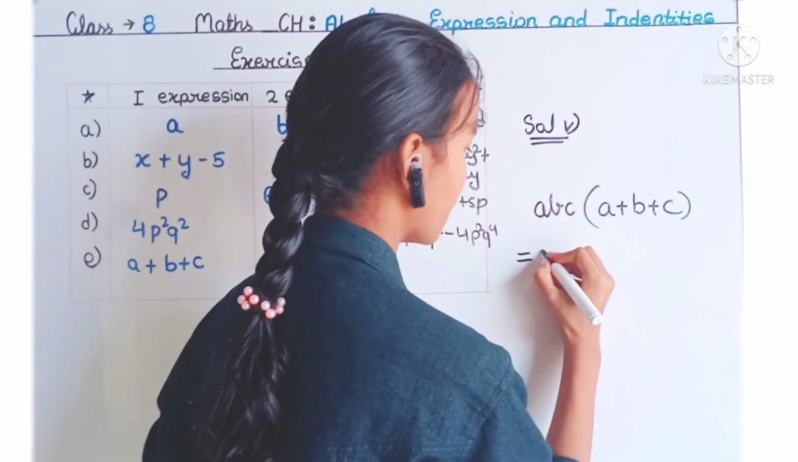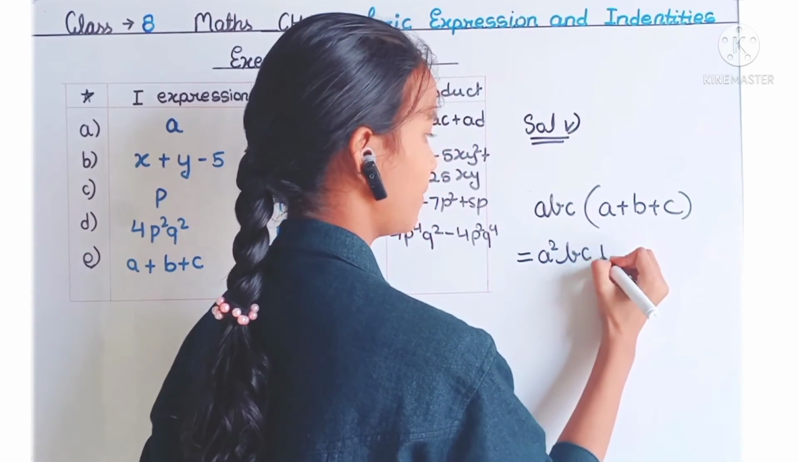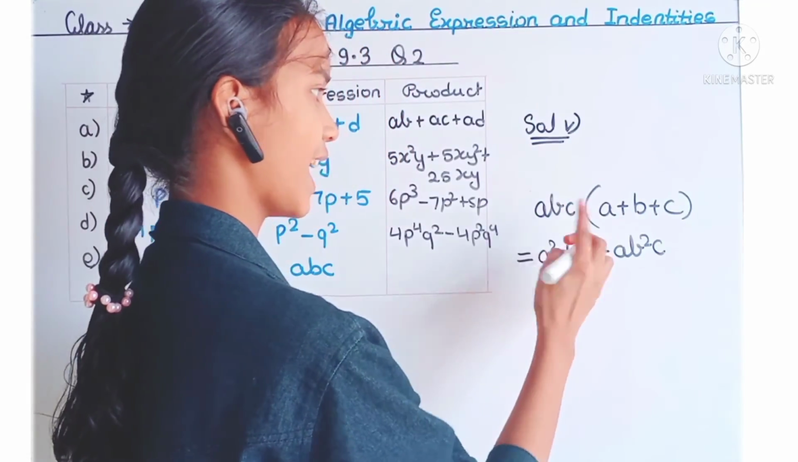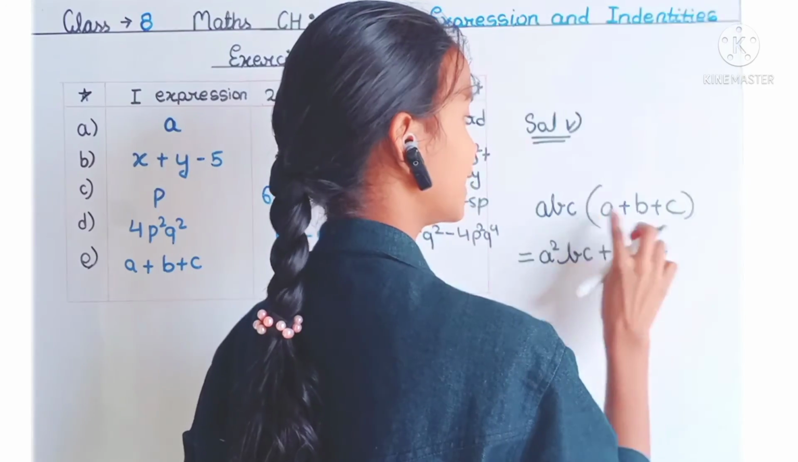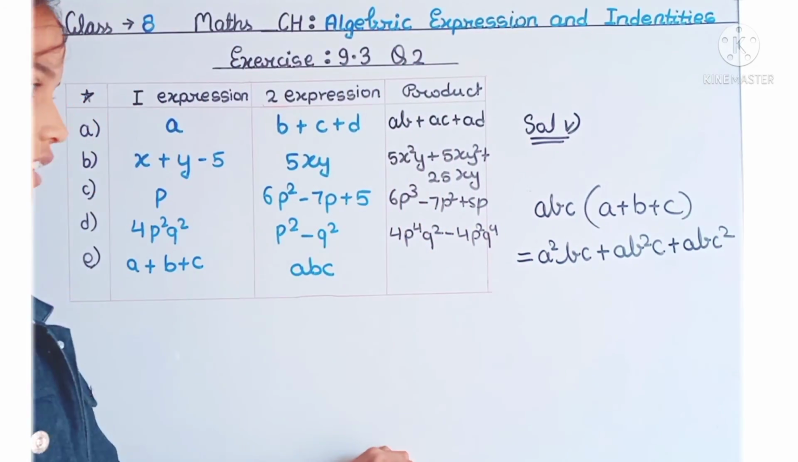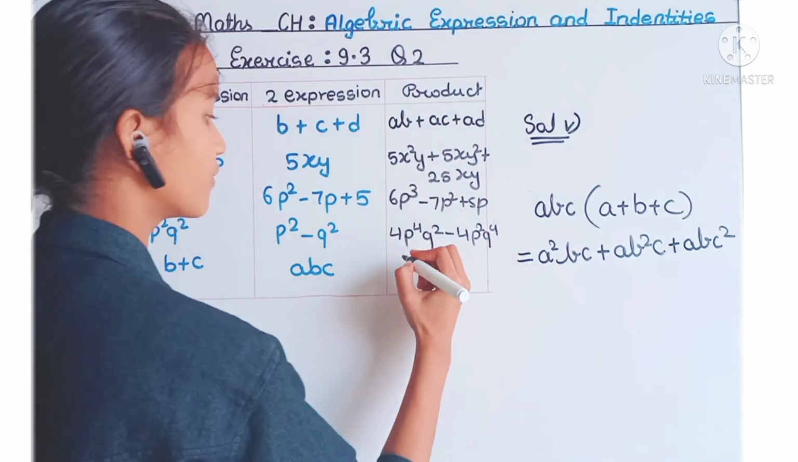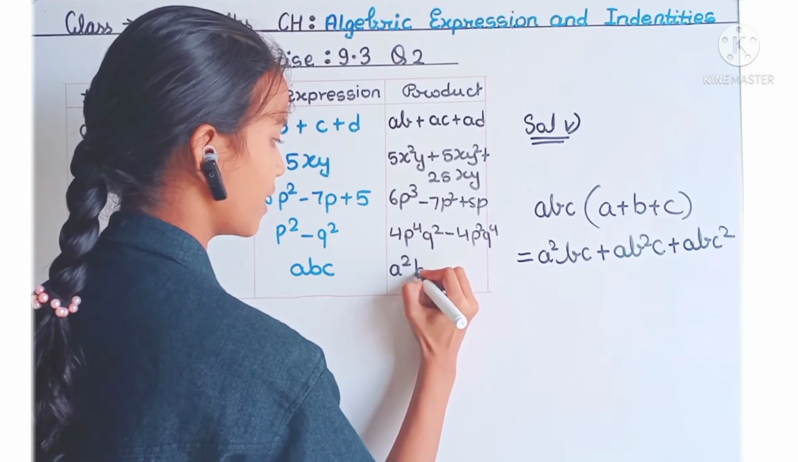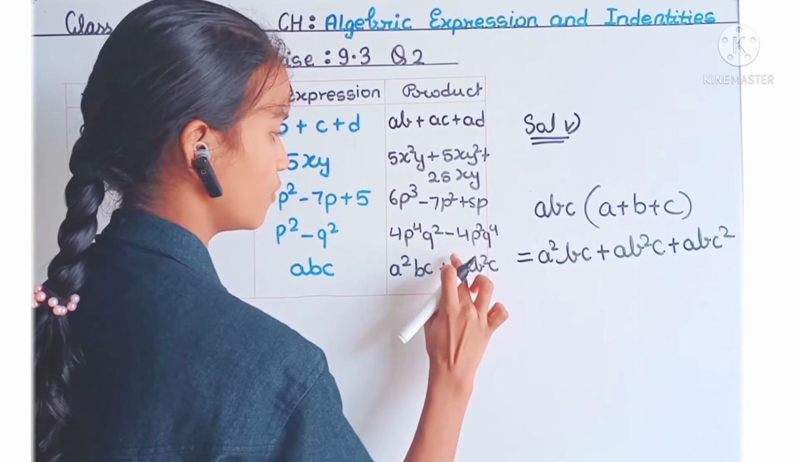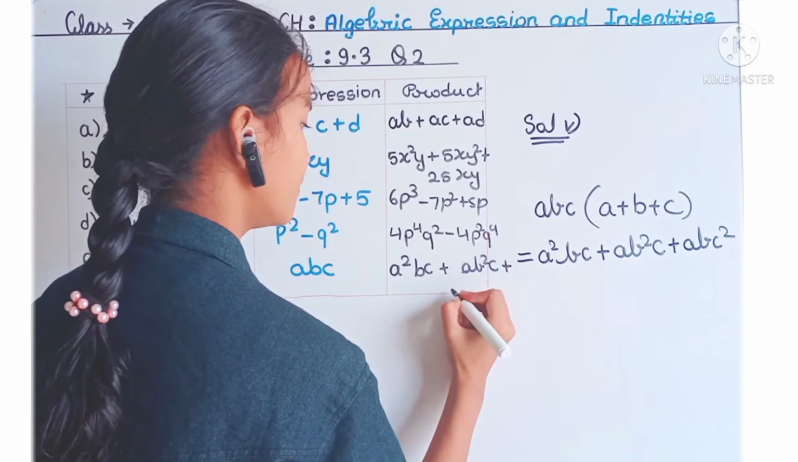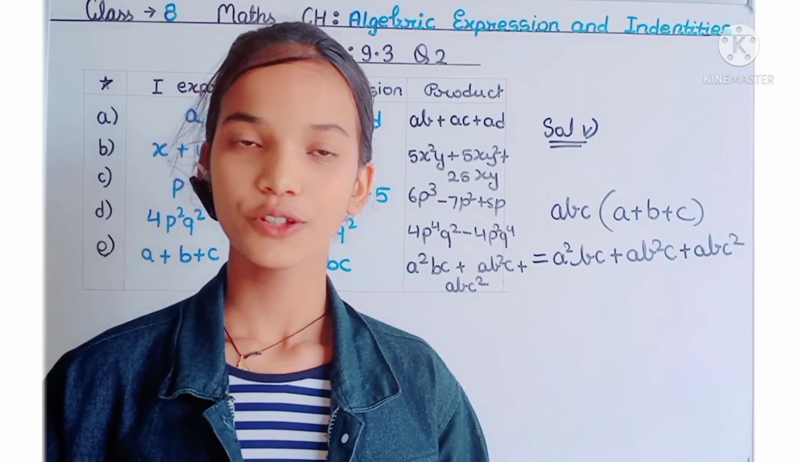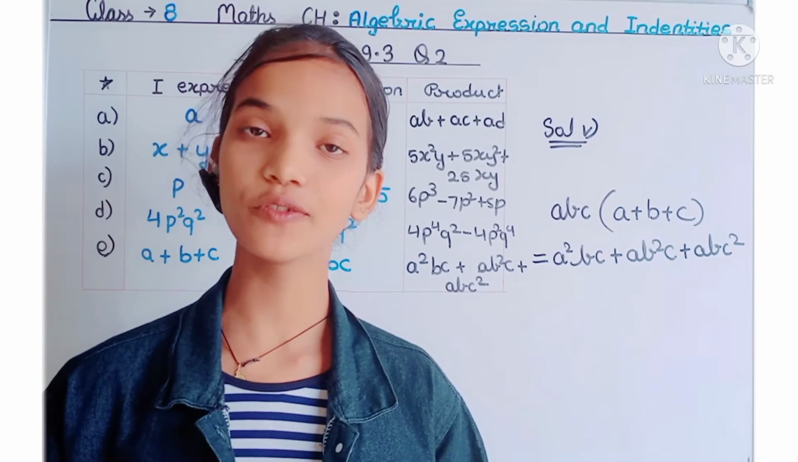abc into a, a to the power 2, bc will be the same, plus ab to the power 2, c will be the same, b will be added, and in the last one c and c will be added, abc square. So this was the answer of the last part of this question, that is a square bc plus ab square c, 2 will not be there, sorry, plus abc square. So here we have written all parts of this question, which was very easy to do.